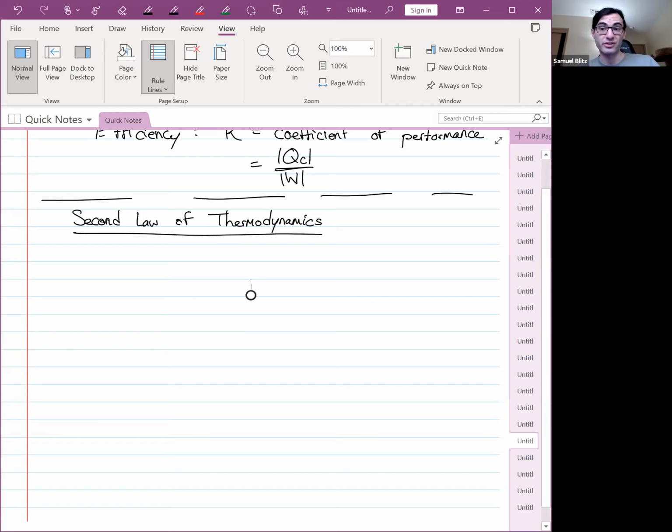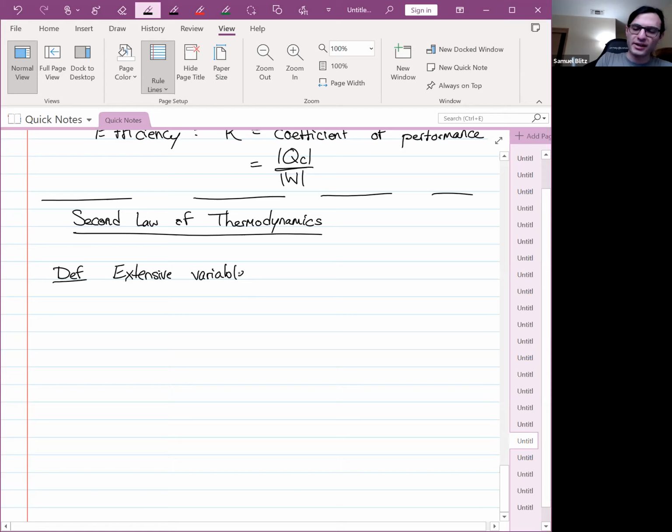Now, before we can proceed and explain why this sort of thing happens, or why this sort of thing doesn't happen, I need to give you a few definitions. So one definition is the extensive variable. An extensive variable is a state variable that changes with the size of the system.